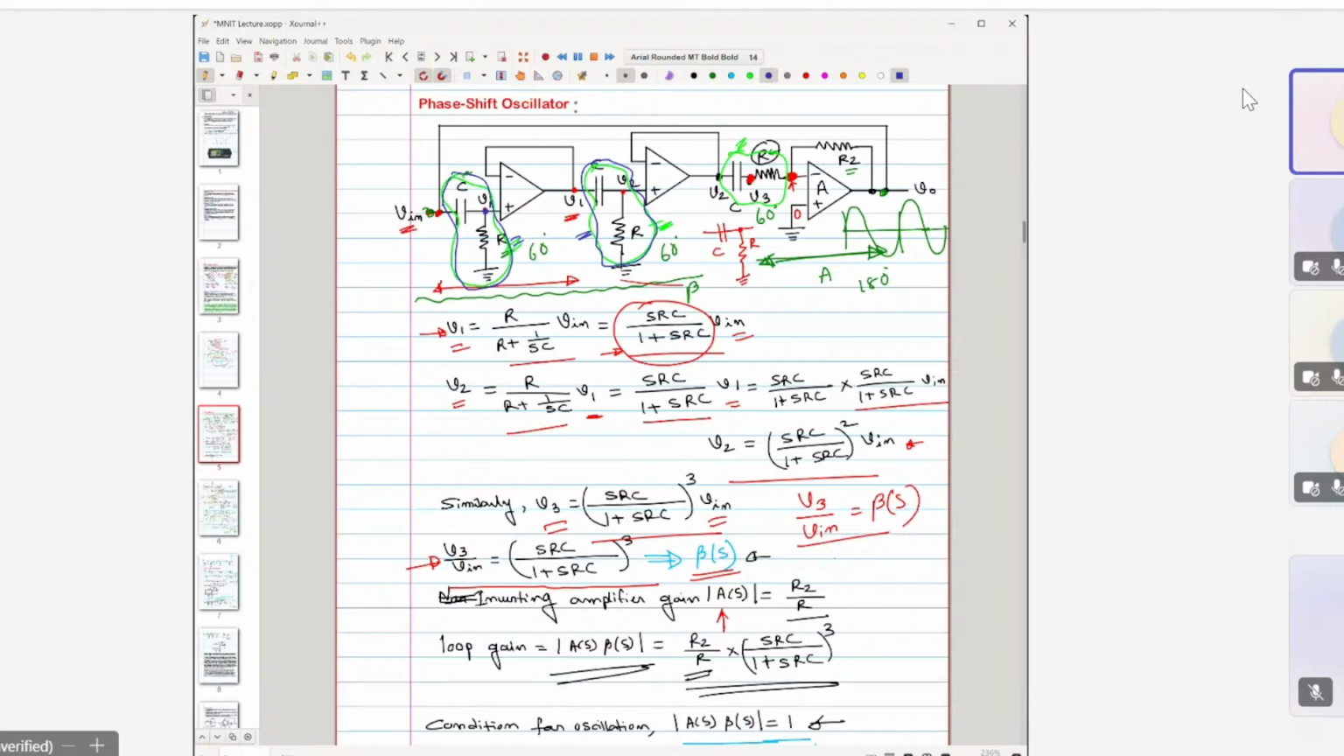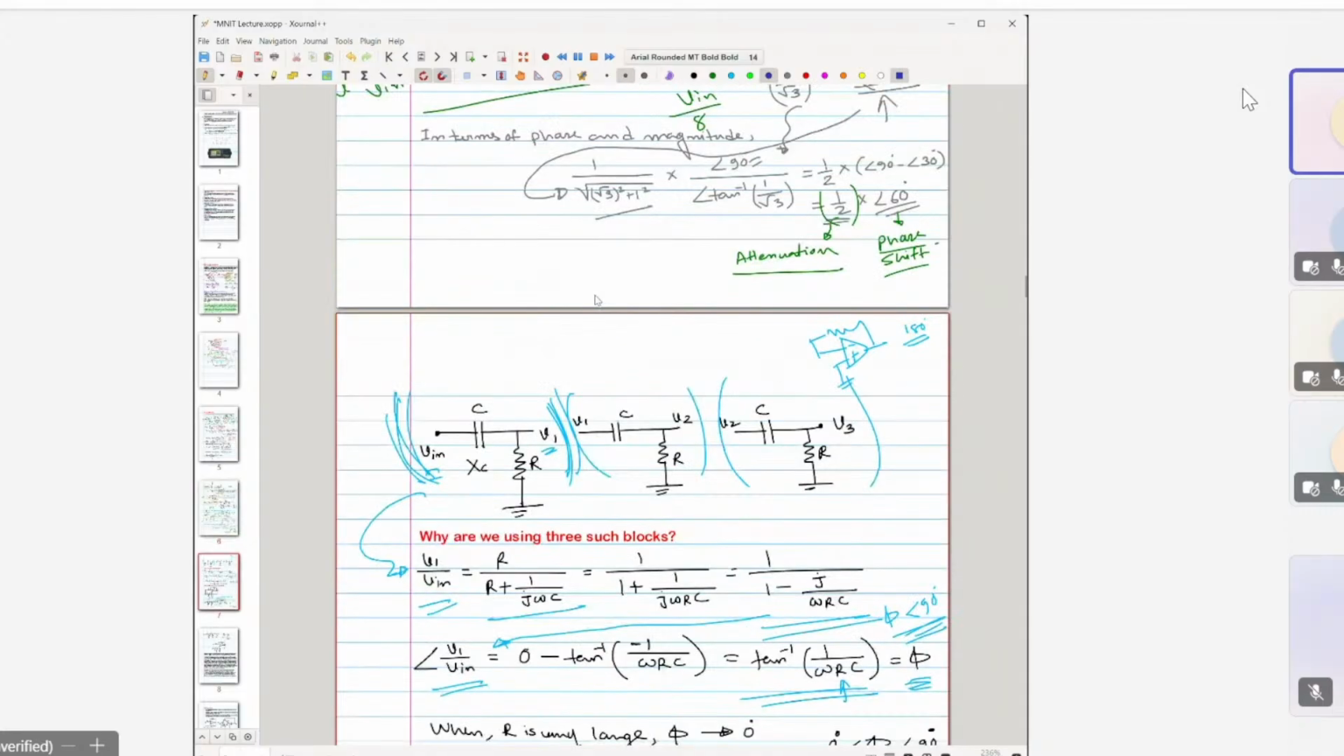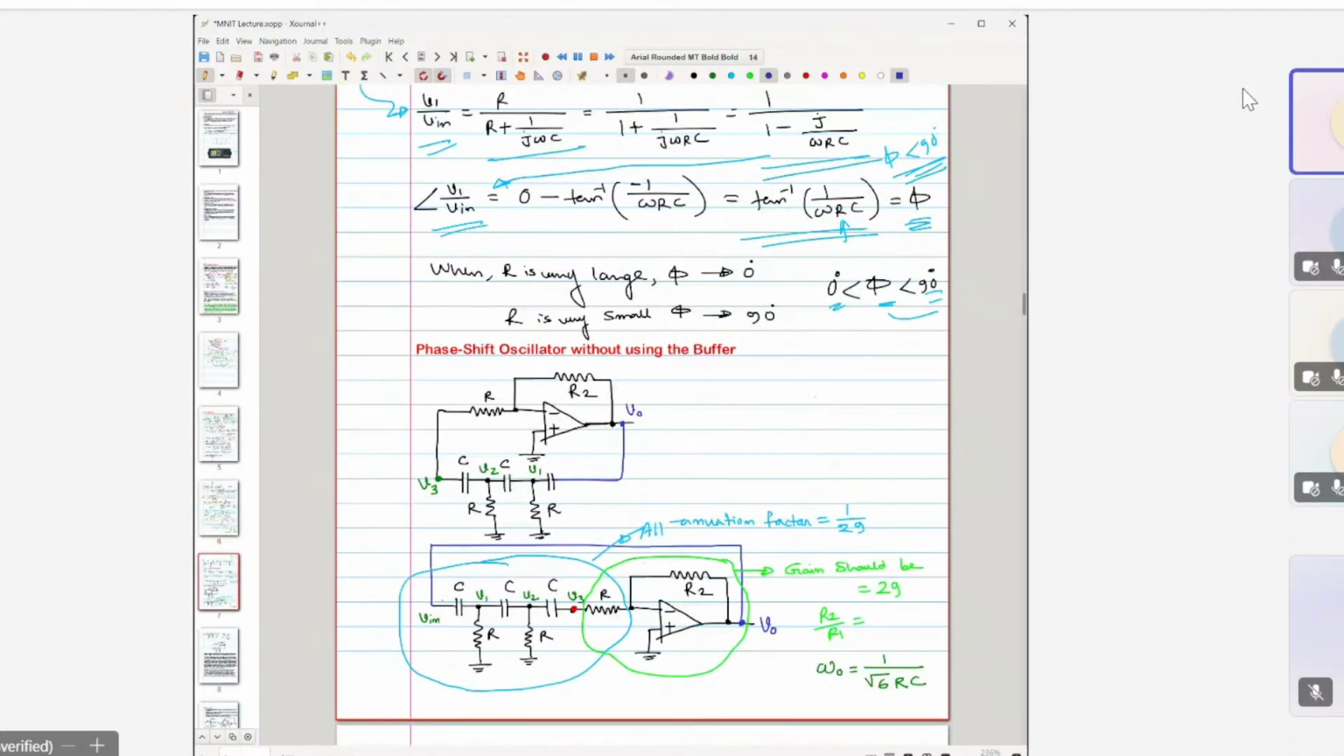But is it really required that we always have to use these buffers in between? The answer is no. You can remove these buffers as well. And that is mostly done in a practical phase shift oscillator. So you can see this diagram, the bottom diagram. Here, this is a practical phase shift oscillator, and here you can see we have removed these buffers. Then you can easily correlate this circuit with the previous circuit, right, by removing only the buffers. You can see here, this is the first RC network, this is the second RC network, this is the third RC network. So 3 RC networks have been used here.